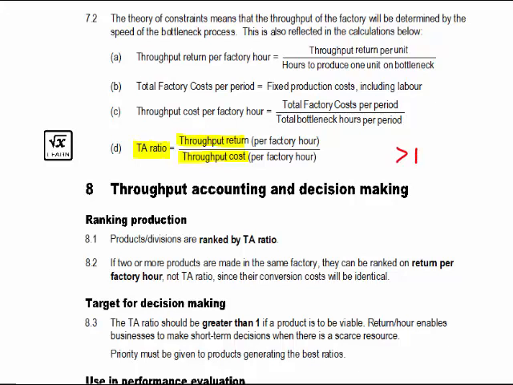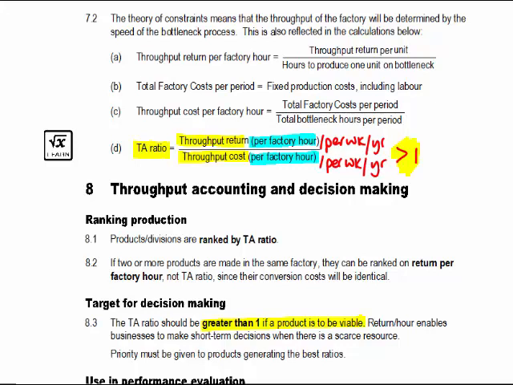Now, there's no point comparing a return for, say, a month and the cost for, say, a week. So a comparable amount of time has to be given to each of these elements. And that's why we've got here per factory hour on the top and on the bottom. But we could have per week, we could have per year, etc. As long as we had exactly the same time period on the top as the bottom, then we're going to get a comparable TA ratio to work with. So we're looking for that to be greater than 1. And if it's 1 or more, then it's going to be viable.